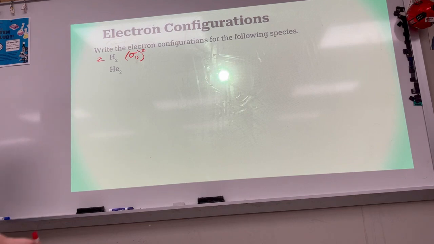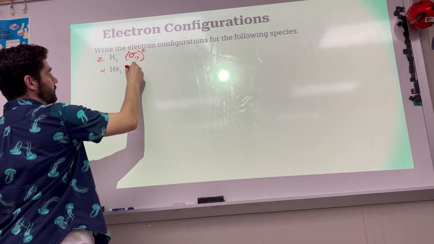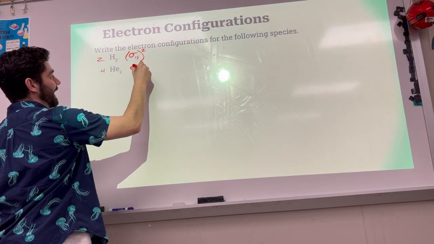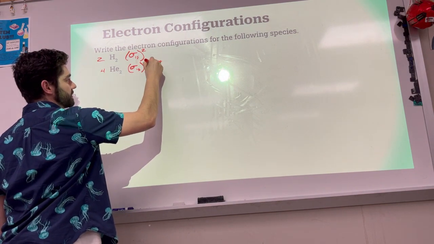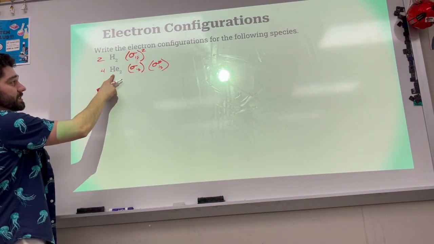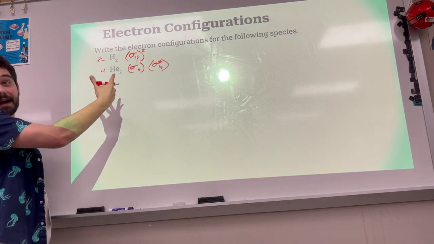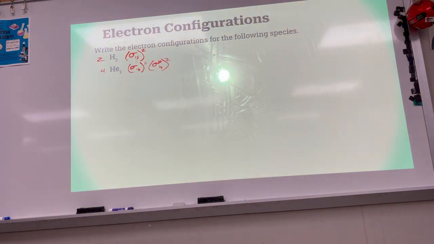Okay, so what would helium look like? We're dealing with four valence electrons. So I'm in the sigma 1s, and I have sigma star 1s. This doesn't exist, but if I were to write out what the diagram would be, it would just look like that. So, not too complicated, right? Just another way of writing down what we've been talking about.